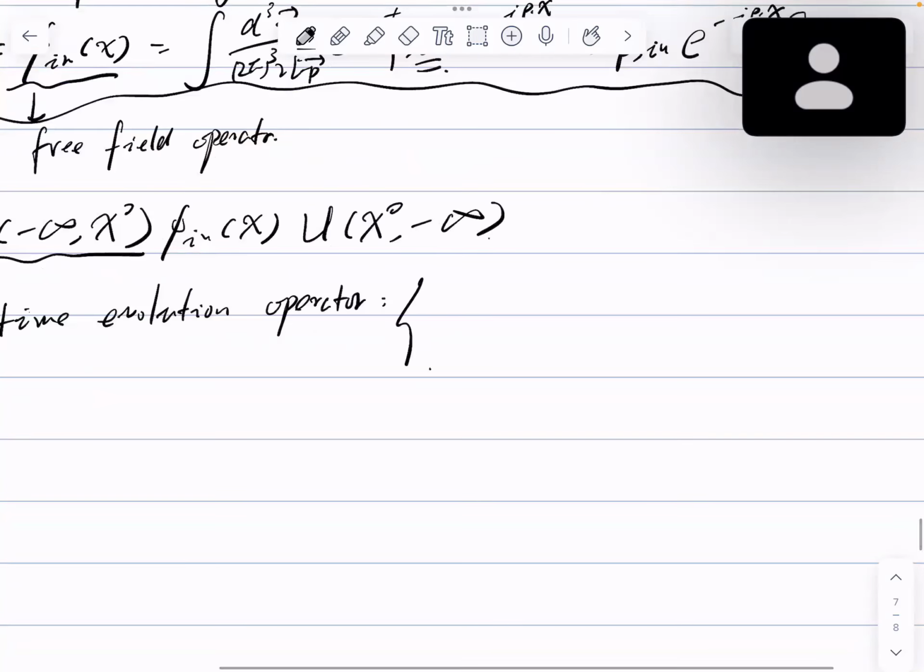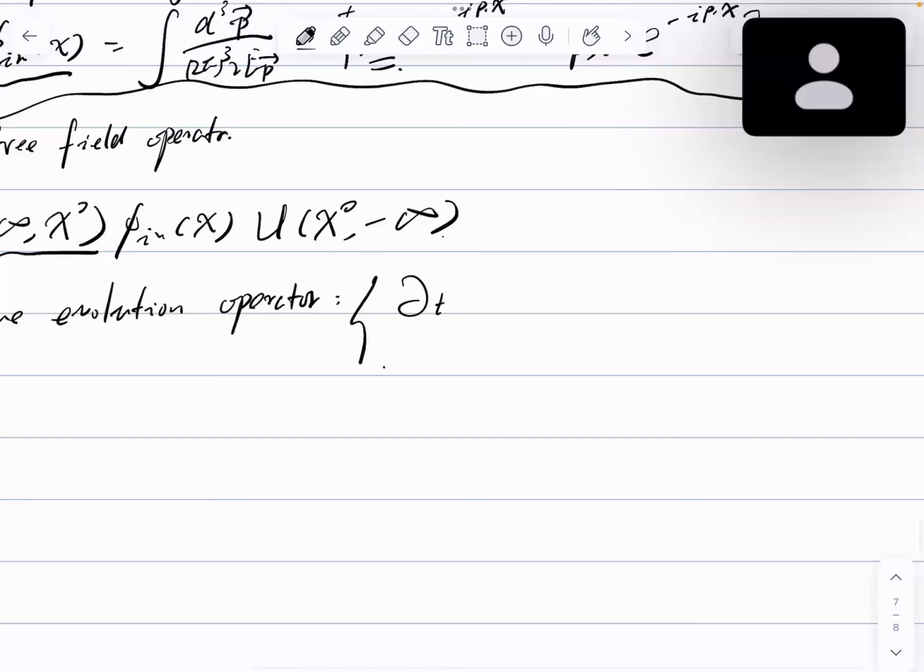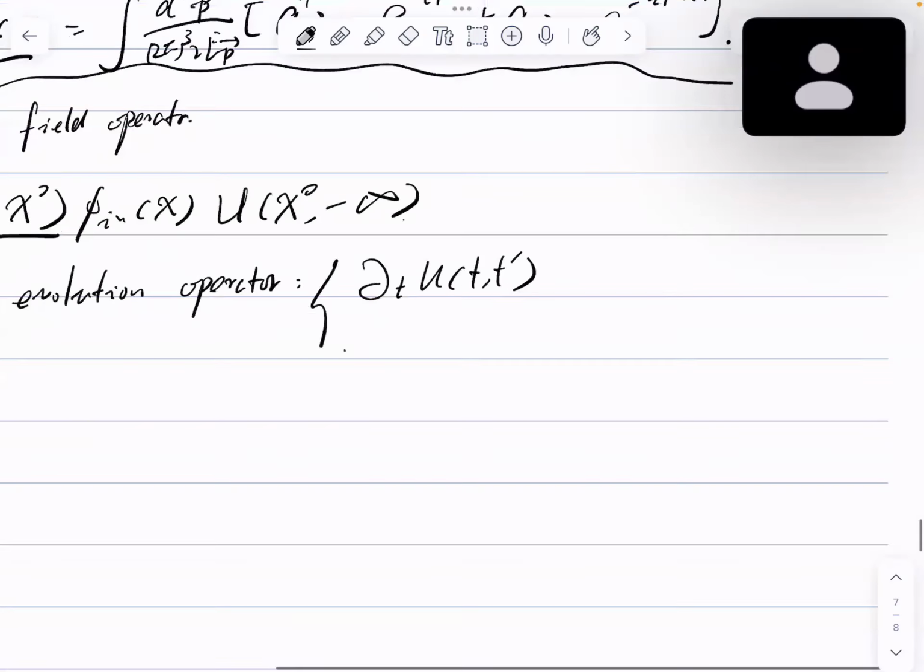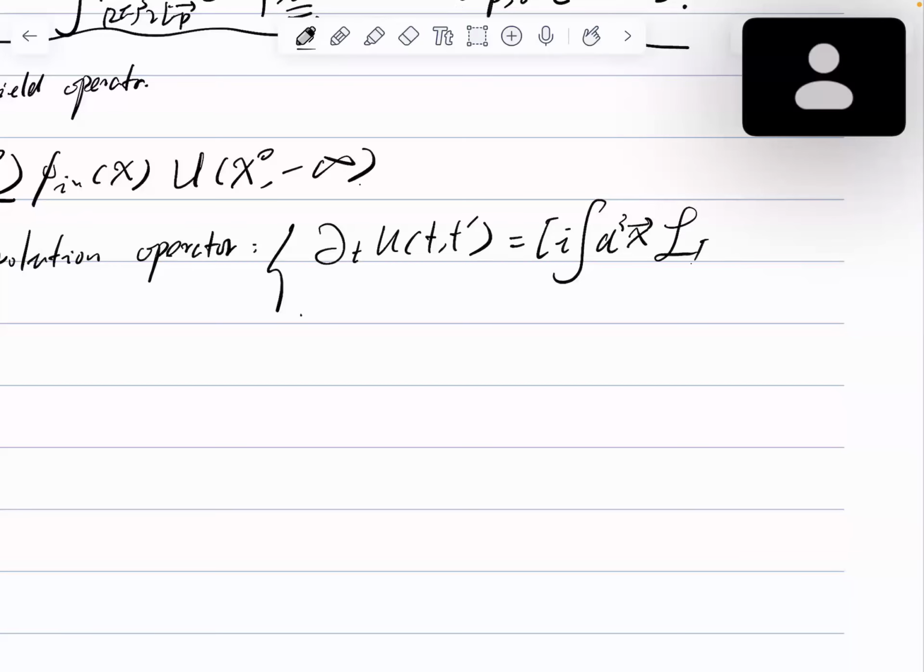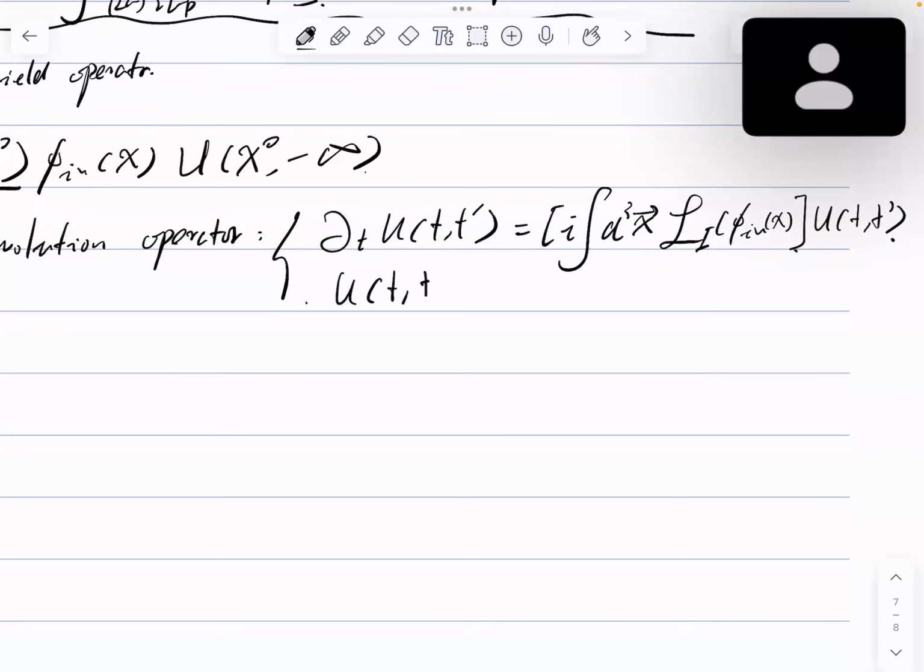Satisfying the following properties: partial t U(t, t') equals −i H interaction of φ_in(x) times U(t, t'). And of course, U(t, t) equals identity.